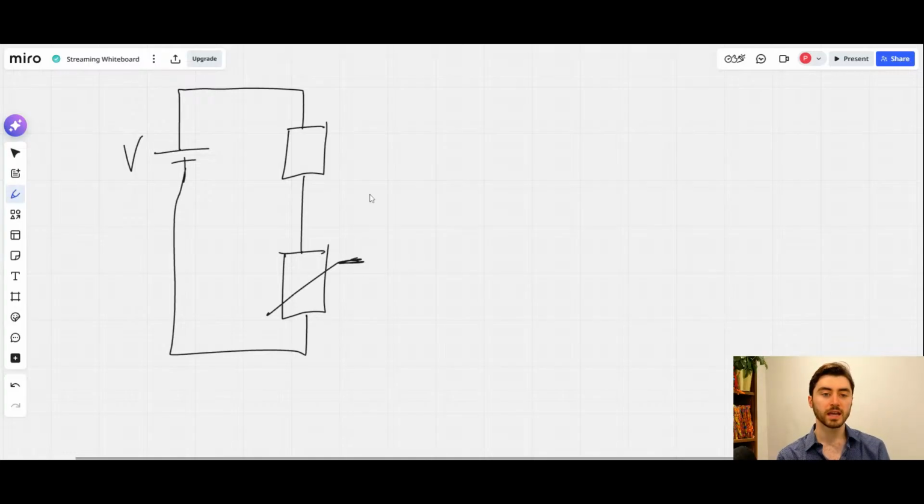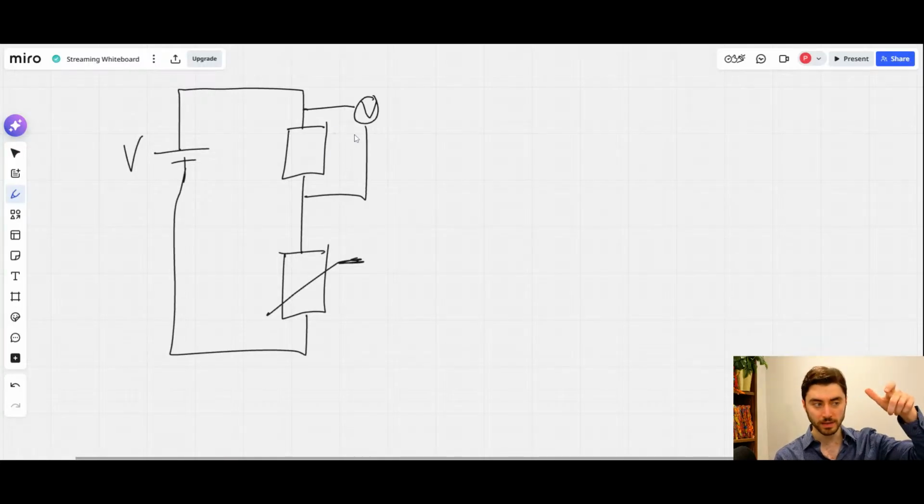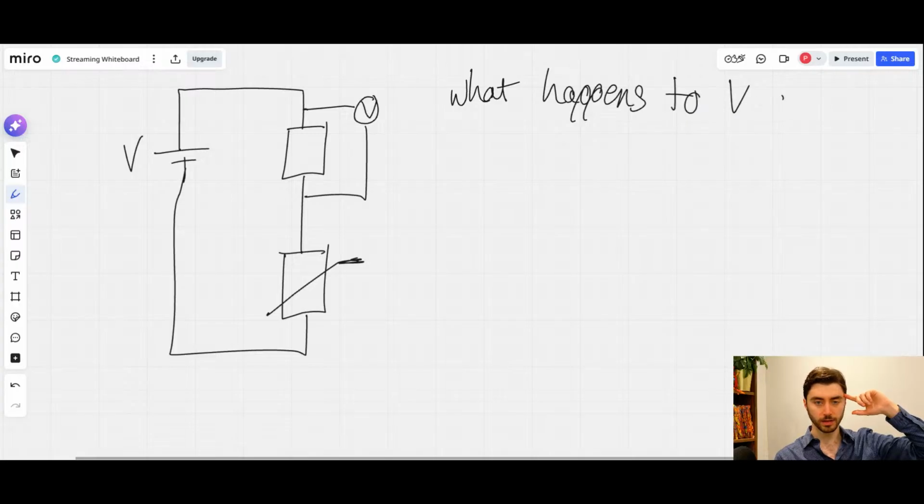So they might say, what happens, and let's say we connect our voltmeter up here, and the question might be, what happens to V as the temperature increases? So let's say this is a fixed resistor R, and I'll say this initial resistance is R1.